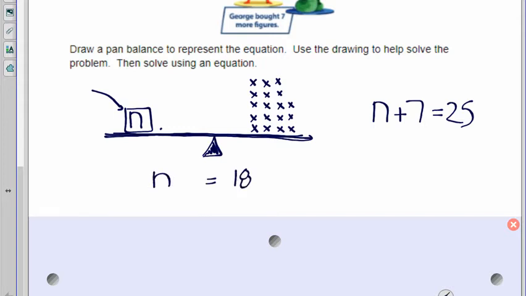In my equation, I can use inverse operations. What I did on the scale in the picture was essentially subtract 7 from the left and subtract 7 from the right. And I know that if I subtract the same from both sides, my equation's still equal. And so plus 7 minus 7, those are inverse operations. I'm left with n equals, and then 25 take away 7 is 18. Get the same answer with the picture as I do with the equation.